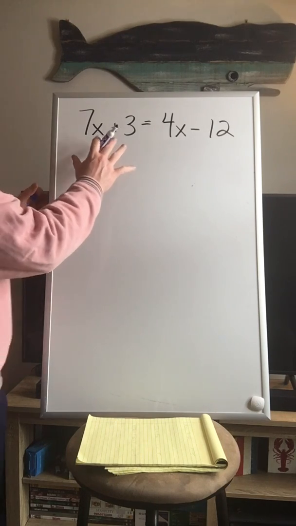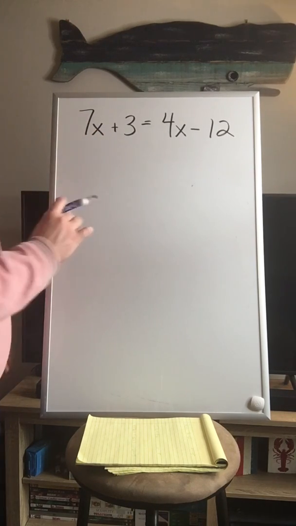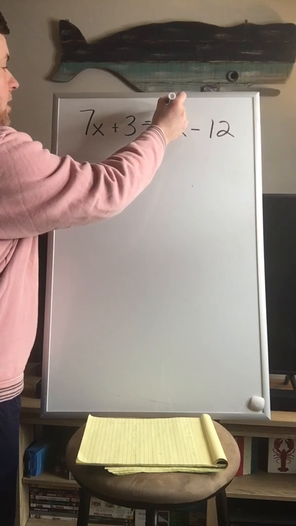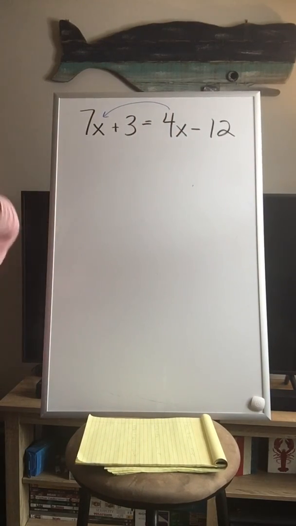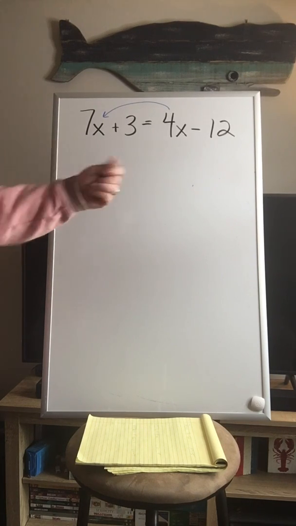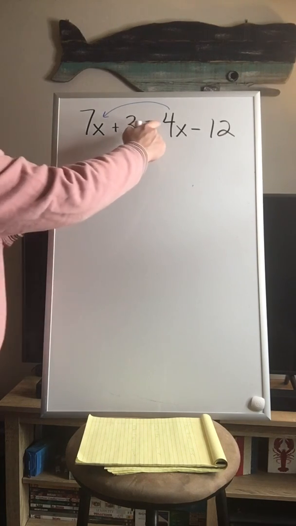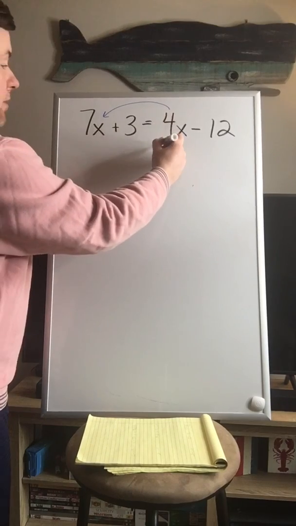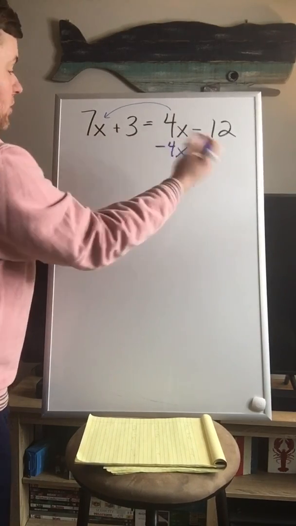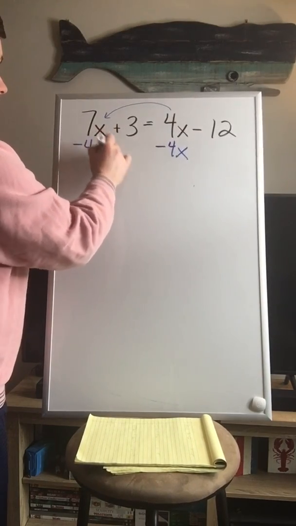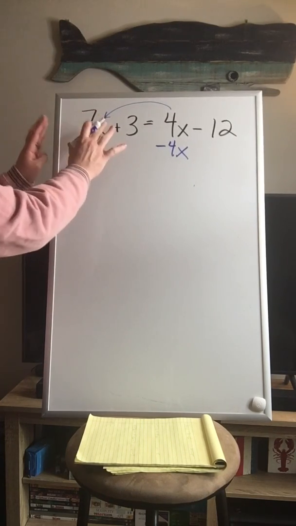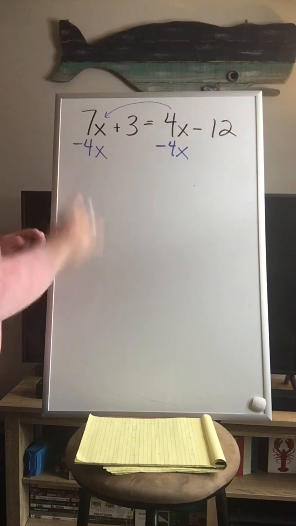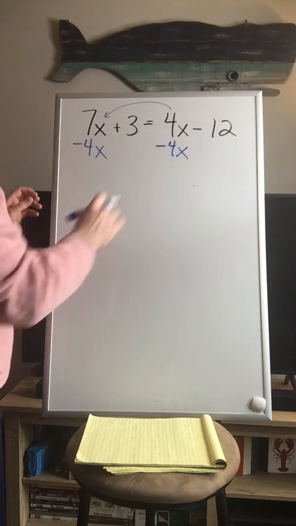A lot of times, I like to have the variable on the left. So I'm going to take the 4x and I'm going to move it over with the 7x. But I can't just combine them. Because they're on different sides, I have to use inverse operations. So since it's a positive 4x, I'm going to minus 4x, do the inverse operation, from both sides, right? So this is the side where we're going to put our variables. That's the side where we're going to put all of our numbers, all of our constants.